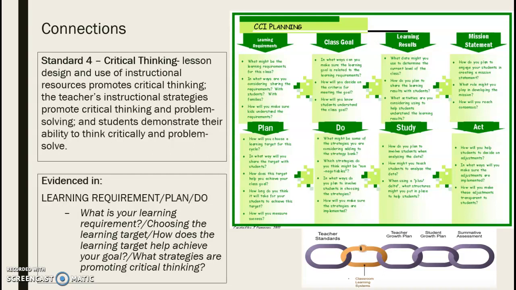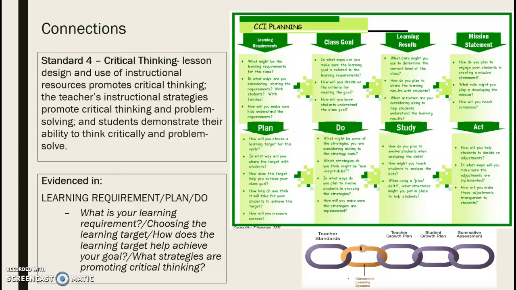Standard 4 is critical thinking, and this is where we're looking at the resources and the strategies we're using and making sure we're pushing kids up the taxonomies of either Bloom or DOK, whichever you might be using, to really ensure that they're able to problem solve and critically think and apply situations to real world application.